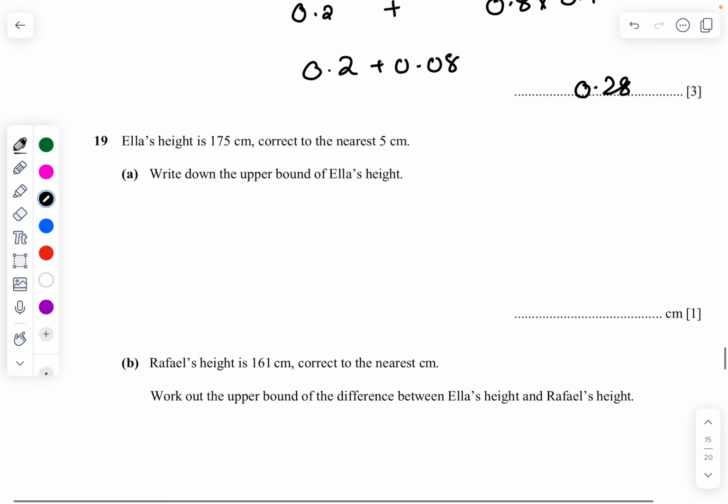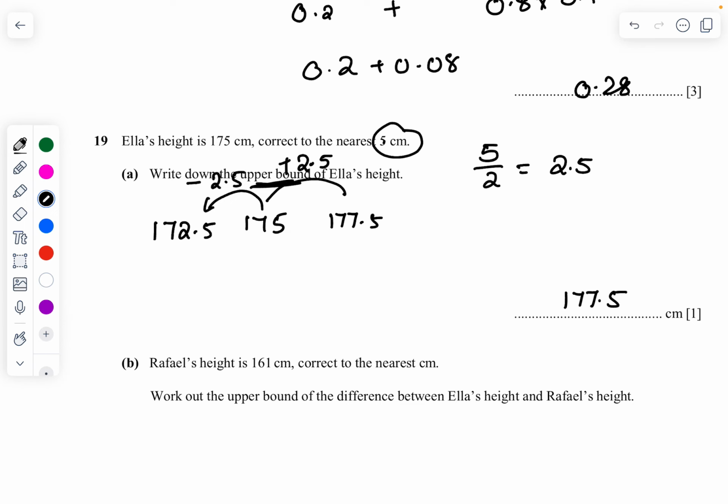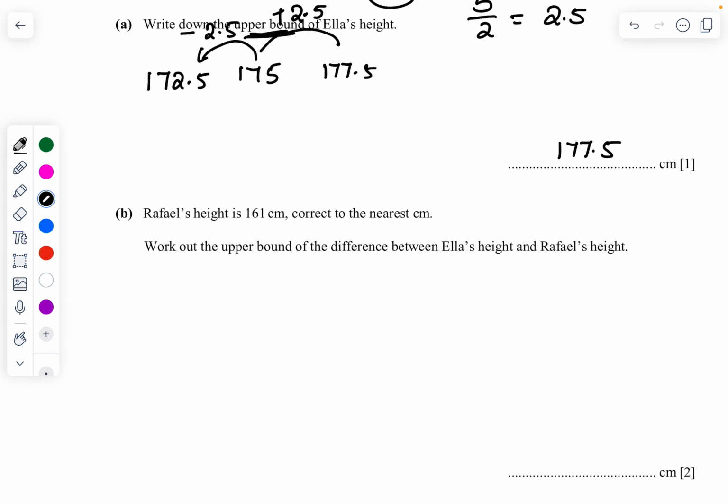Question number 19. Ella's height is 175 centimeters, correct to 5 centimeters. 5 divided by 2 is 2.5 centimeters. So 175 minus 2.5 gives me 172.5, and plus 2.5 gives me 177.5. Write down the upper bound. Upper bound is 177.5.